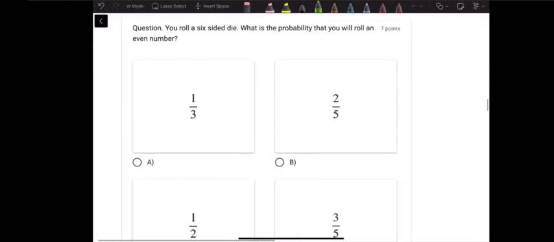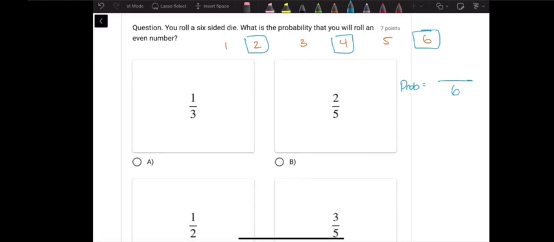The next question says, you roll a 6-sided die. What is the probability that you will roll an even number? So think of a die. Each side of the die has the numbers 1, 2, 3, 4, 5, 6. How many even numbers do we have? We have 2, 4, and 6. So the probability here is going to be, we have a total of 6 possible ways your die can land, and there's only 3 even numbers. And you want to make sure you simplify your answer.